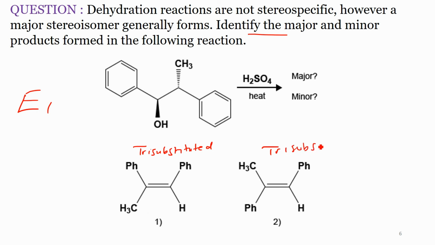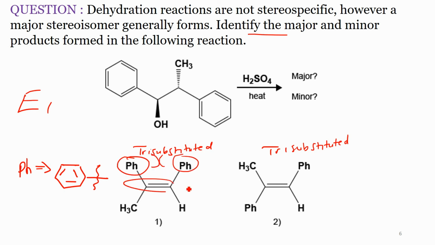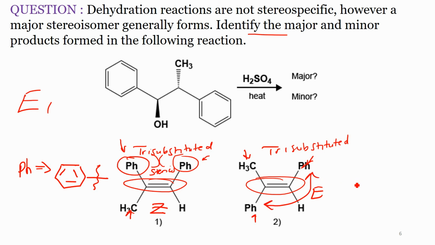The Ph groups are the larger groups and they have less sterics because they're trans. Remember, for those who don't know, Ph is a big benzene ring popping out of the structure. So here you have the big benzene rings together. Even though the double bond is trisubstituted, you have three carbons across both of them. So both of them are trisubstituted. But now here you're looking at sterics. So in other words, this one will be a Z and this one will be the E. It's most comfortable because the Ph groups are away. Let's stop there.